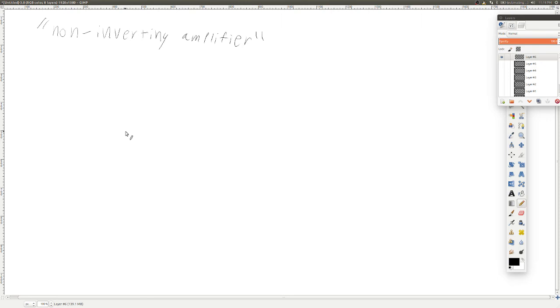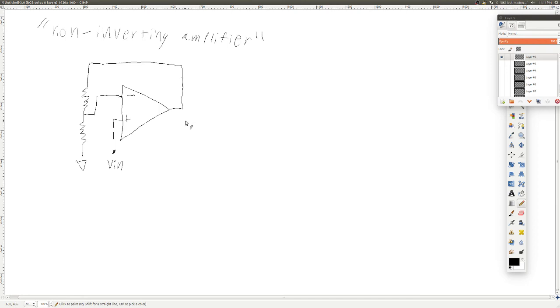Three guesses as to what that does. Going once, going twice. Yeah, it's the same thing as an inverting amplifier, but it doesn't invert. And the way that we make that is a little different. So let's go ahead and do minus, plus, and the way this is going to look is like such. So here's V in. Here's V out.